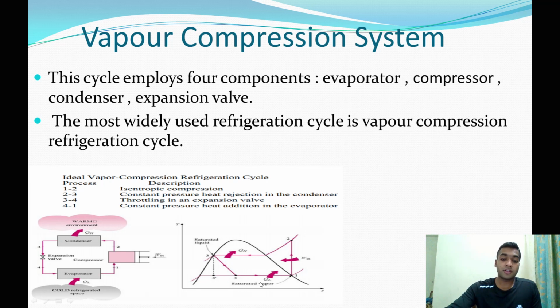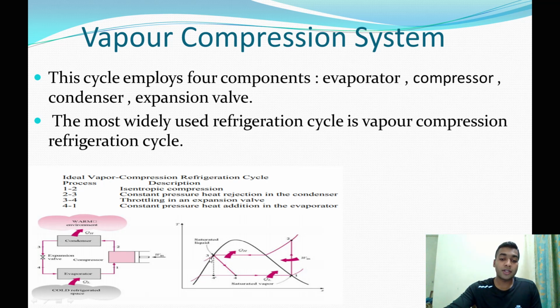Now I'll tell you the function of each component. 4 to 1 is the evaporator, in which the liquid refrigerant will absorb the latent heat of vaporization from the product or space. Now 1 to 2 is the compressor. In the compressor, work input is given so that the compressor can run and increase the temperature and pressure of the refrigerant vapor. So at point 2, the refrigerant vapor pressure will be very high, as well as the temperature.